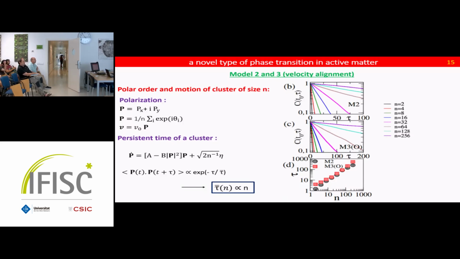So one can write down the equation for the polarization field of the cluster. This term is for the mean field order-disorder phase transition, and this is the noise strength, and the strength of the noise is actually linearly decaying with its size.